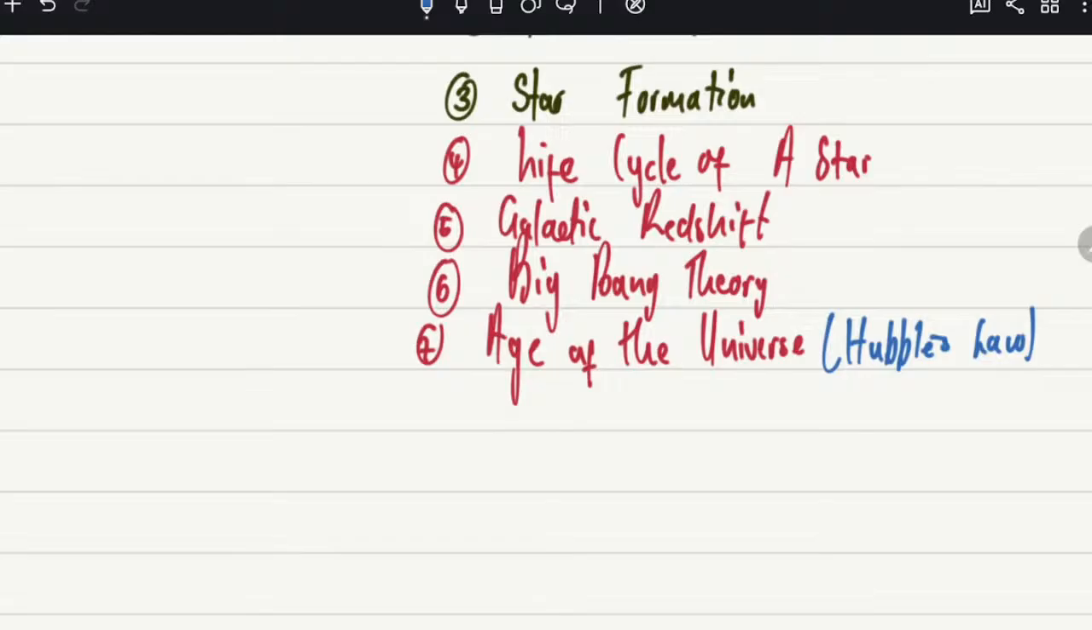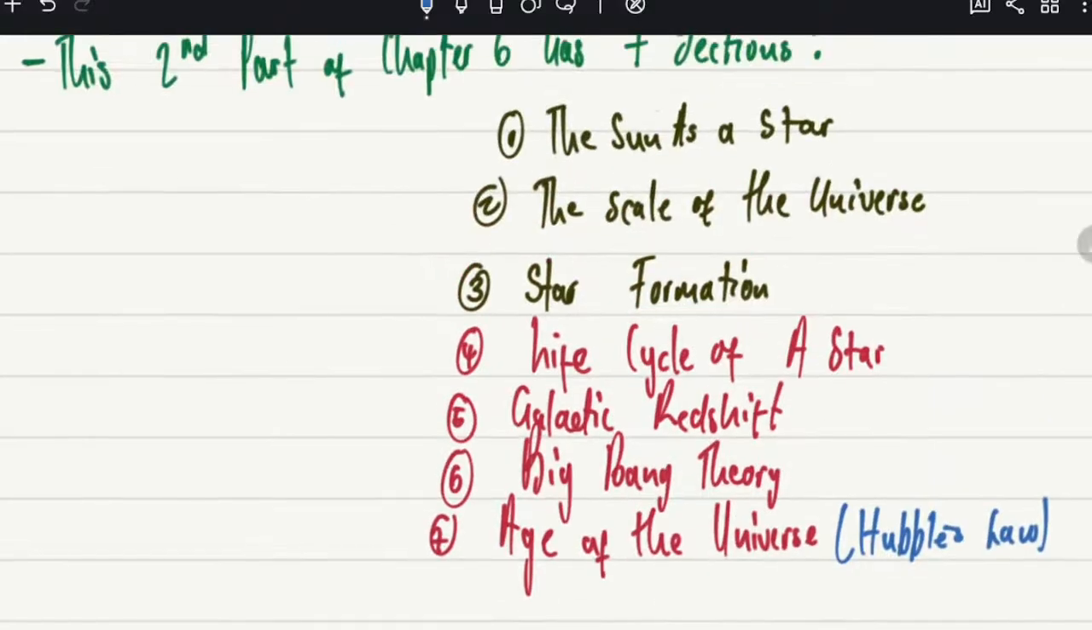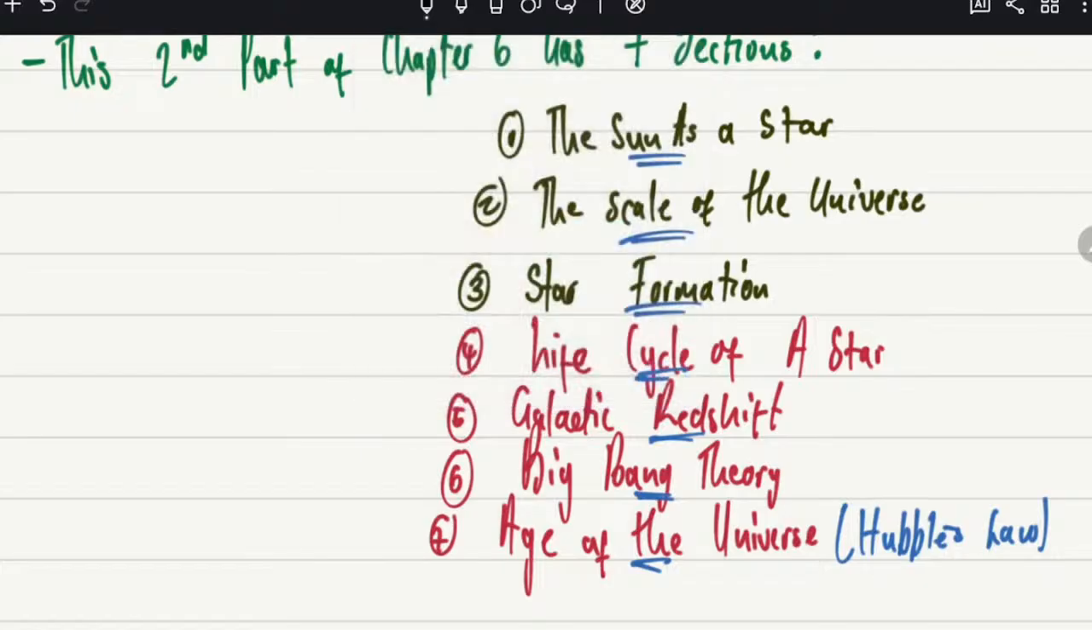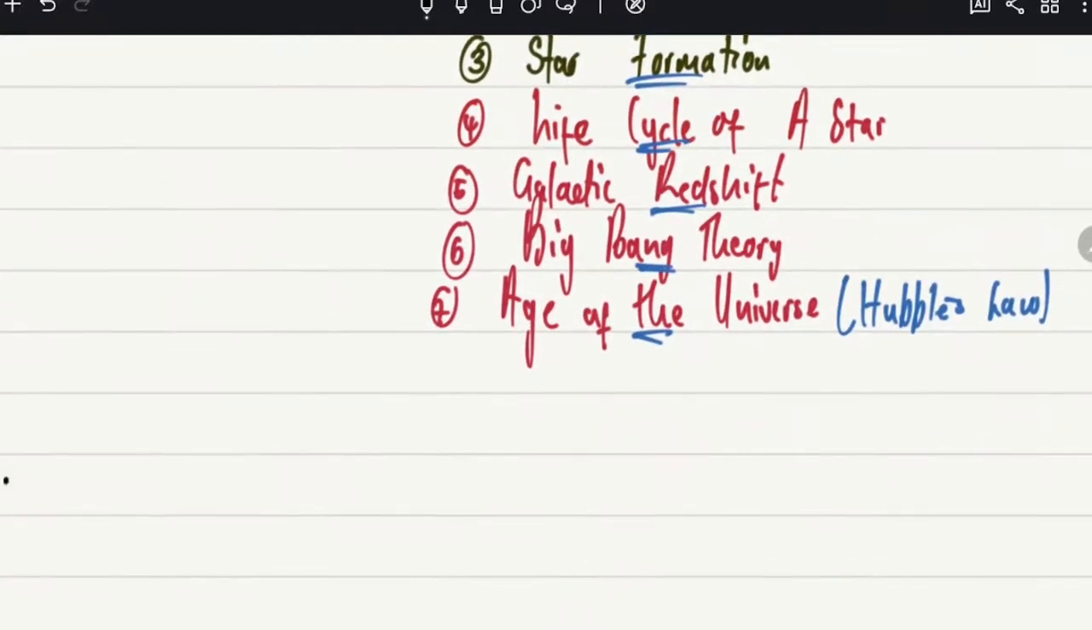Are you all ready to quickly do this? The sun as a star, the scale of the universe, star formation, the life cycle, galactic redshift, Big Bang Theory, and age of the universe. Are you all ready? Let's start with the first thing.